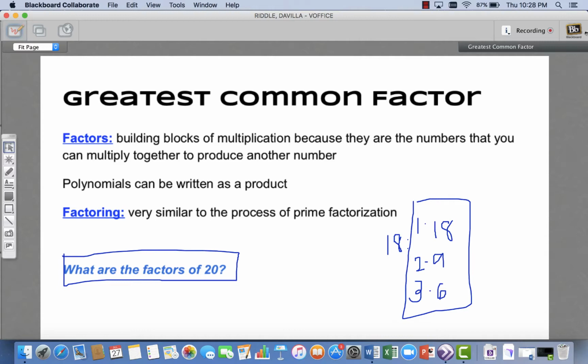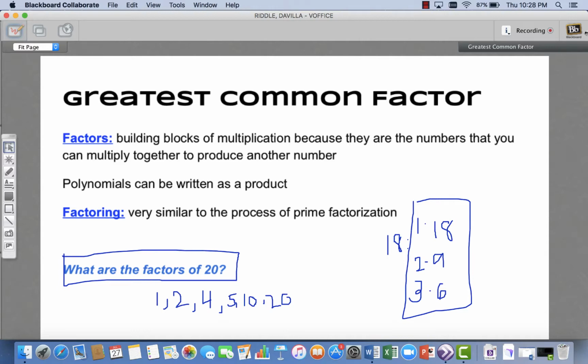So you got all the different numbers that are able to be multiplied in order to get 20. So the factors would be 1. I'm just going to list them from smallest to biggest: 1, 2, 4, 5, 10, and 20.